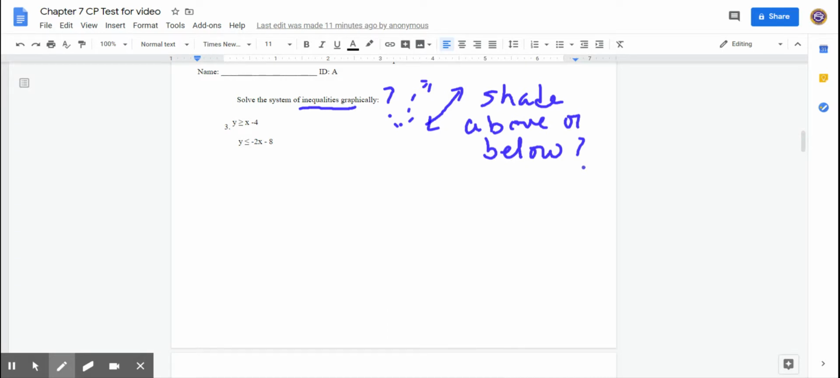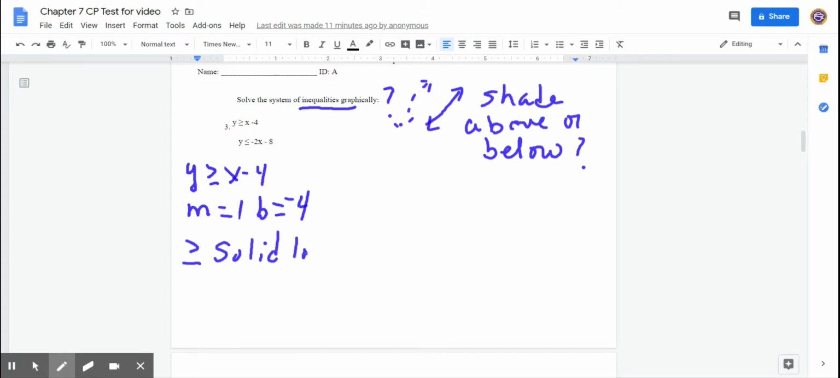So the first one, you have y is greater than or equal to x minus 4. So it's already solved for y. So we get our slope and our y-intercept. Now we look and we see it's greater than or equal to. So it's equal to, so we have a solid line. And it's greater than or equal to, so we shade above, because where does y get bigger? It gets bigger as the line goes up, as the y-axis goes up. The numbers on the y-axis go up.